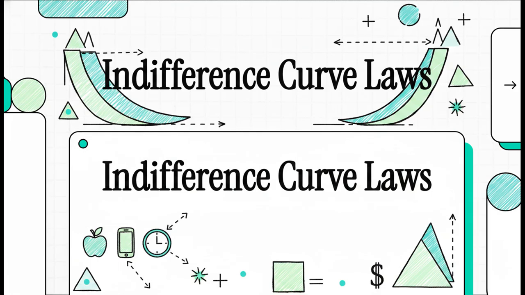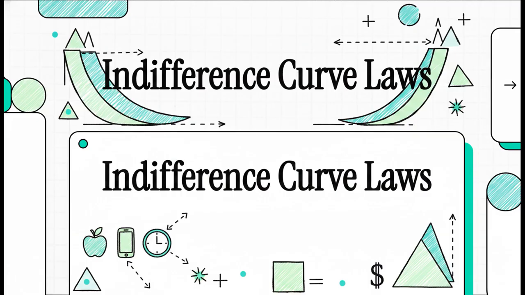Welcome to this explainer. Today, we're doing something really cool. We are decoding the actual mathematical models hidden behind everyday human decision-making. Think about it. We make countless choices every single day, constantly trading one thing for another. But how do we actually map out the logic behind those choices?